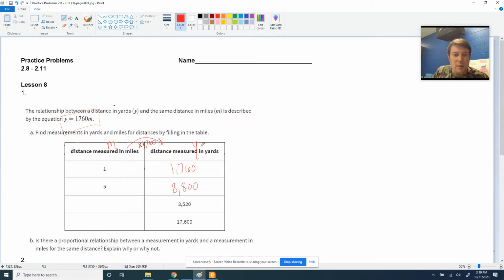Now, if multiplying by 1,760 gives me that way, then I should know that bringing me back is multiplying by its reciprocal, or even easier, dividing by that same number to bring me back to these other numbers. Now, I'm expecting this one to be between 1 and 5 since it's between these two numbers. And I'm expecting this one to be greater than 5 because it's smaller than that one.